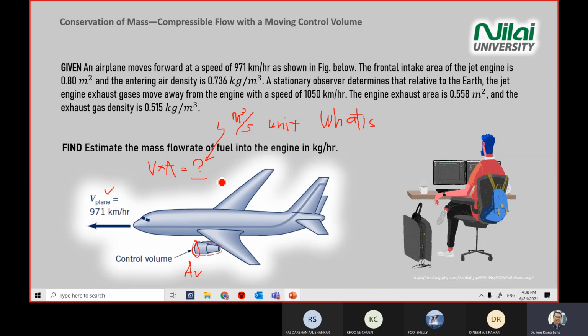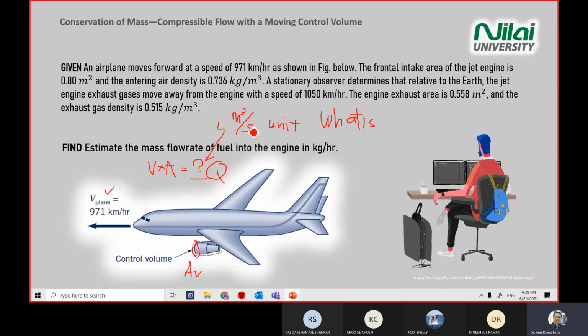The answer is volume flow rate, but what is the normal symbol we use for volume flow rate? Q, sir. Q, correct. Raj, right? Raj is the one answer, right? Yes, sir. Okay, good, excellent.